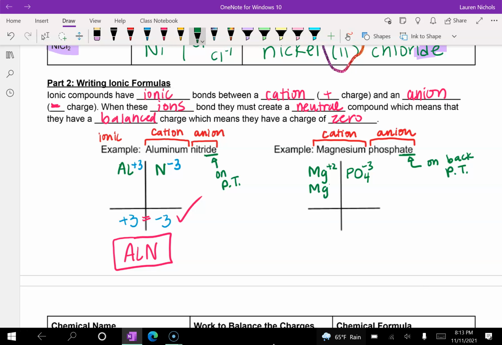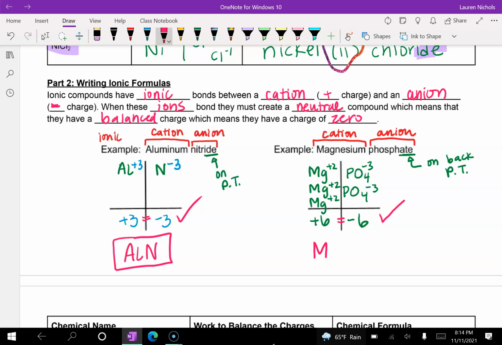So if I have magnesium with a positive 2 charge again, if I have two of them instead of just one, now I have positive 4. But positive 4 still doesn't balance out negative 3. In fact, now it's bigger. So what if I just add a second phosphate ion? Well, now I've got negative 6 and positive 4. And you might see where I'm going with this, because if we add another magnesium, now 2 plus 2 plus 2 is positive 6, and negative 3 plus negative 3 is negative 6. And so the fact that these two match each other tells me that I've figured out my correct ratio.